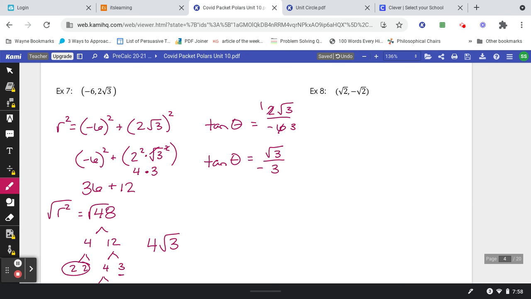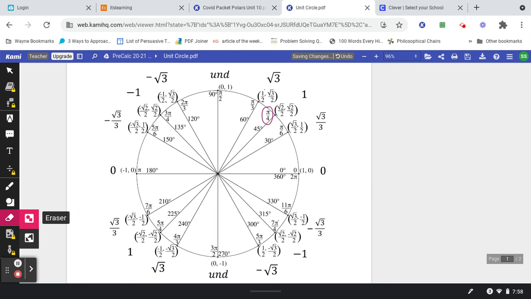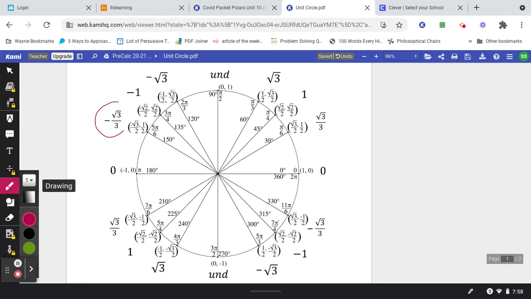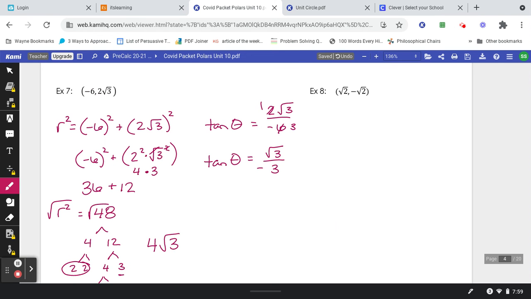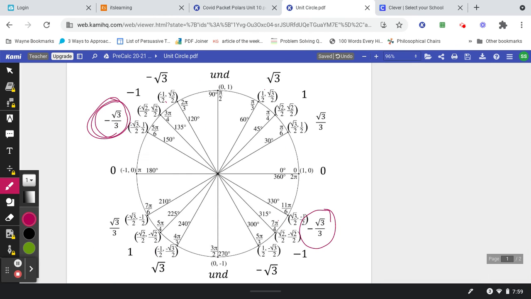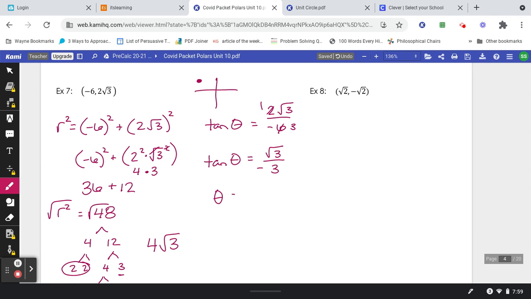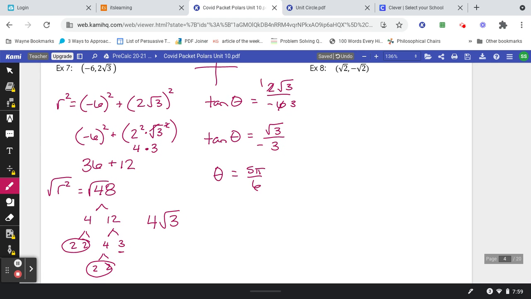which is on my unit circle. Again, it should show up twice, a negative version. Right here, as well as right here. So we just have to make sure that we're in the right quadrant. Let's see, negative 6 means I go left. Positive 2 radical 3 means I go up. So we want to make sure we grab the answer from quadrant 2, right up here. And that'll be 5 pi over 6. All right, let's write our answer as an ordered pair. 4 radical 3 and 5 pi over 6.